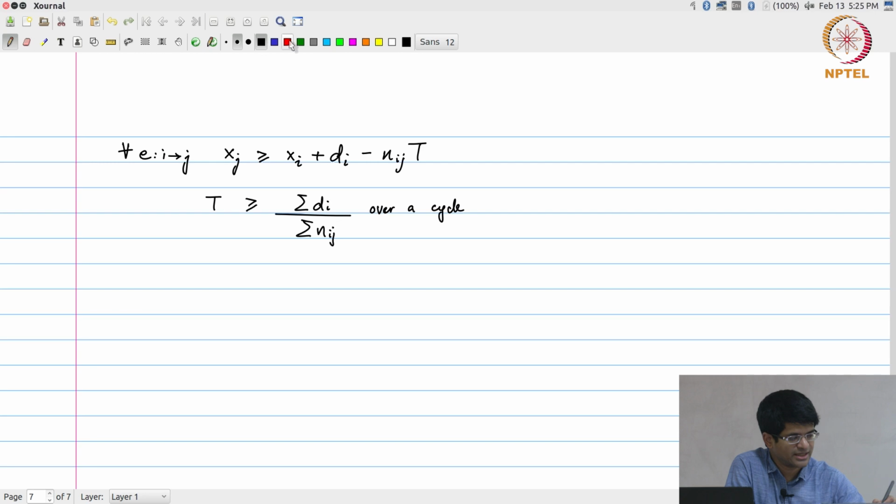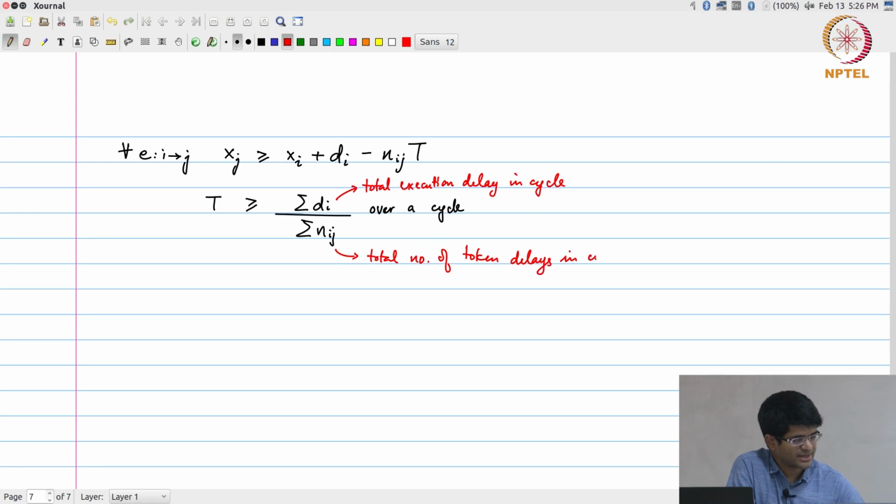The di is essentially the total execution delay through the cycle, and the sigma nij is the total number of token delays in the cycle. So in other words, it is possible to just write down this set of constraints and somehow maybe from that I can get a value for what this t is going to be.